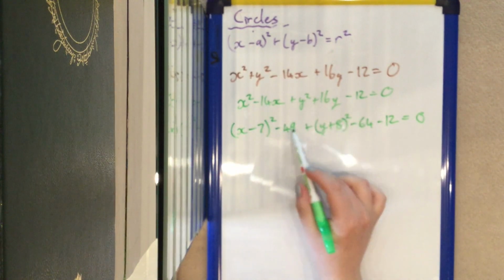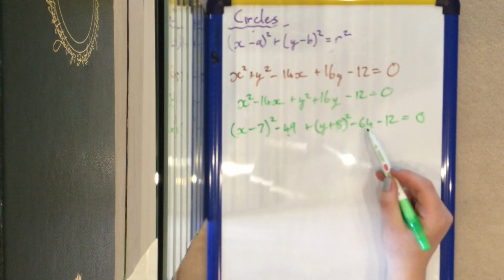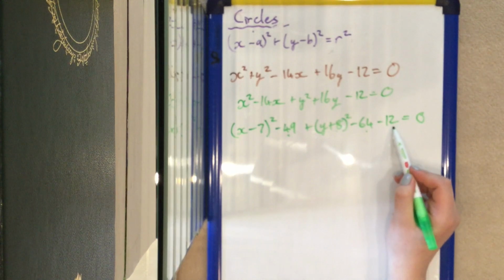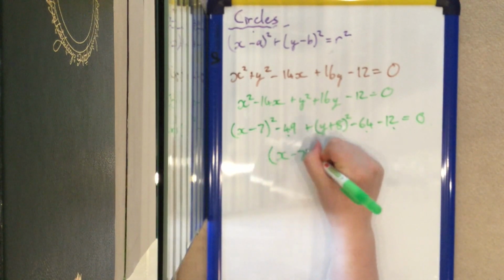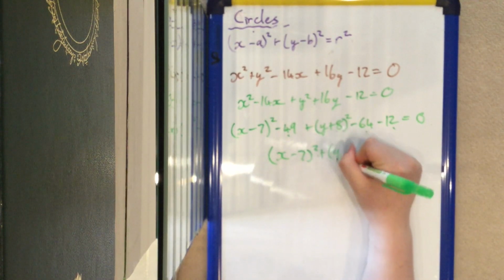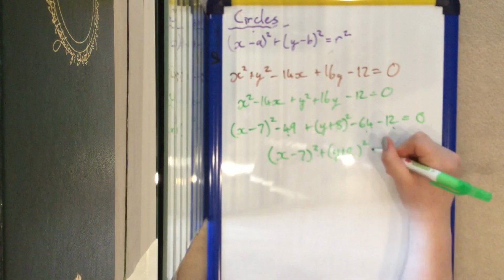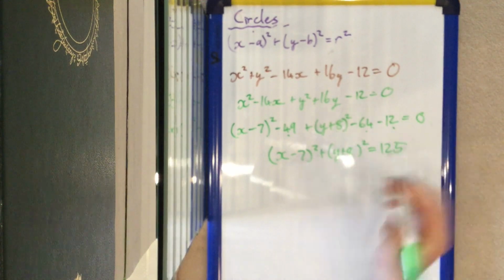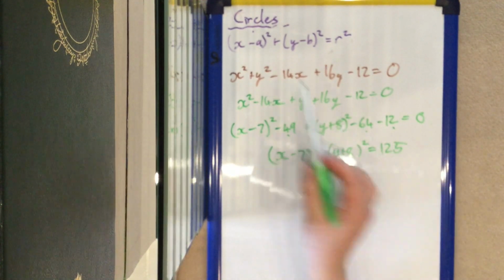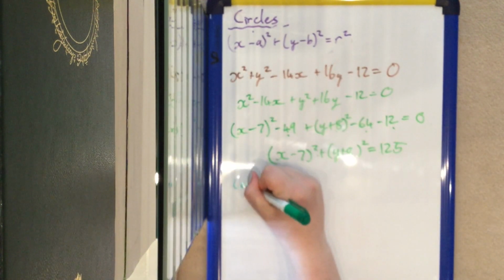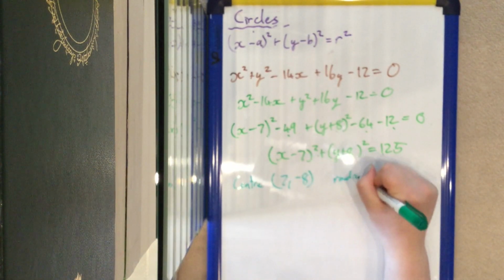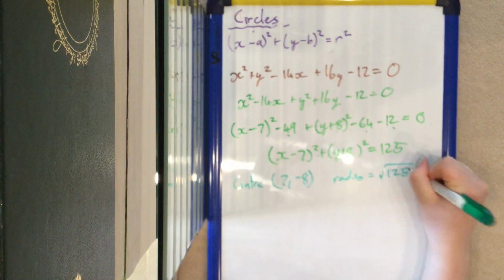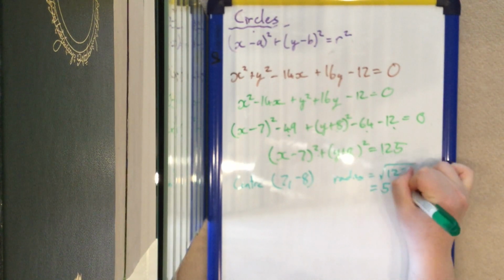So if I then bring this minus 49, this minus 64, and this minus 12 all over to this side, I get (x minus 7) all squared plus (y plus 8) all squared equals 125. And that is now in a form that I can read off that the centre of the circle is at (7, -8) and the radius is the square root of 125, which in this case is 5√5.